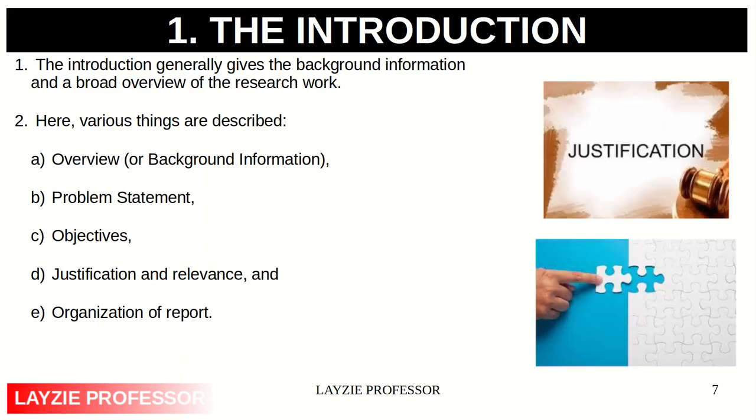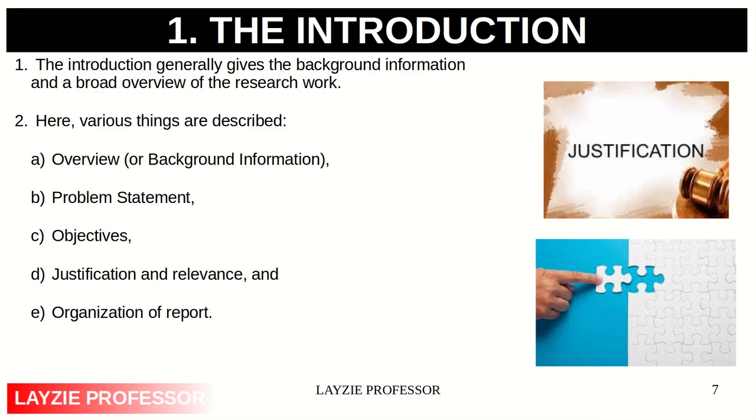Then for the justification and relevance, here what you're going to do is that you actually explain the importance of your work to the global scientific community, or to the globe. Basically, you explain why it is important and why your work is relevant, and why your objectives will be adequate in actually resolving the problem that you've actually stated or described.